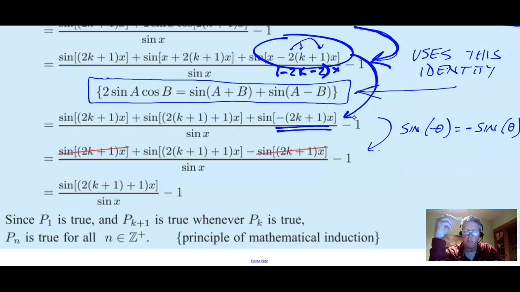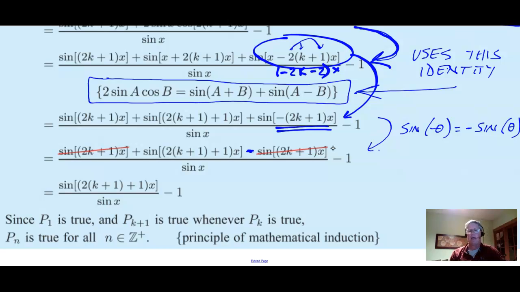I challenge you to just show your steps and get there. Why do they want this? Because when you have sine of negative theta, you can pull that negative out front for sine, only sine. So that negative comes out here, and that makes it the opposite of this term, so those cancel. Wow.